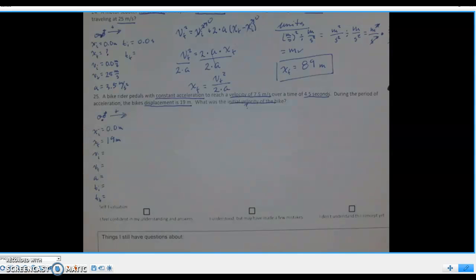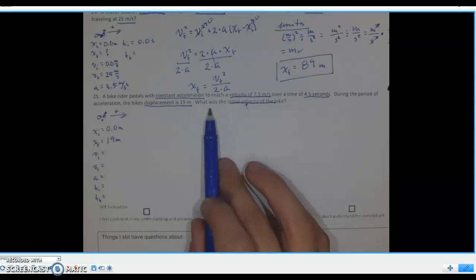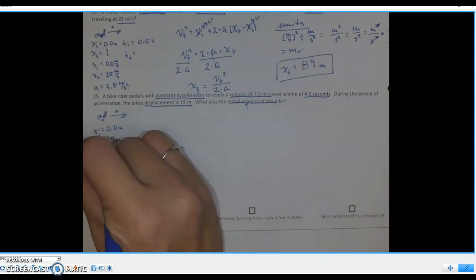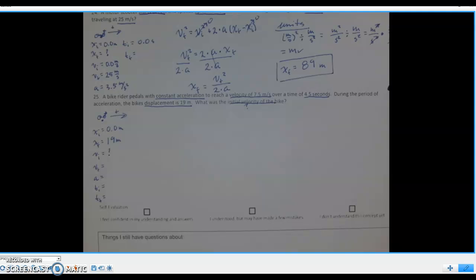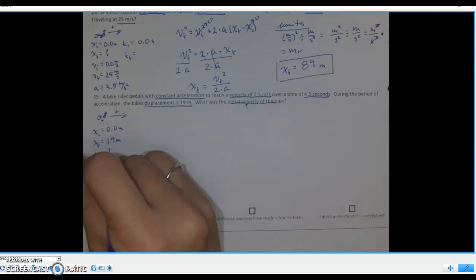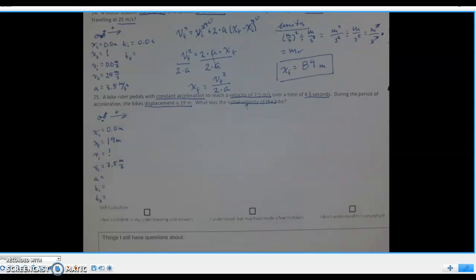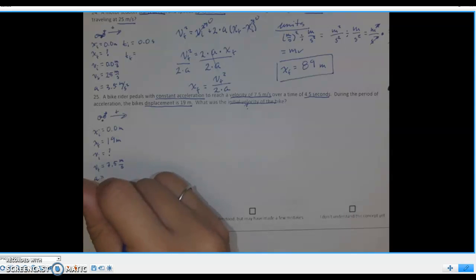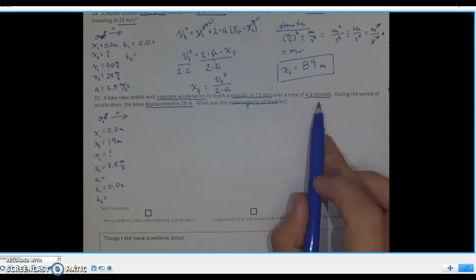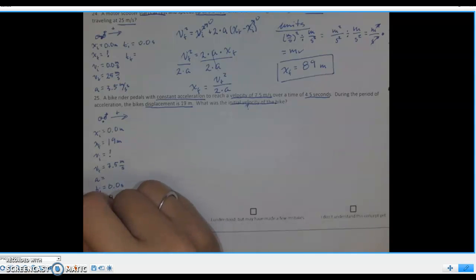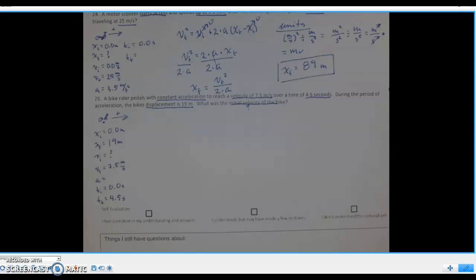Velocity initial. That's what we're looking for. What is the initial velocity of the bike? Velocity final is 7.5 meters per second. We know this is a constant acceleration, but we don't know what that acceleration is. Time initial would be 0 seconds, and time final would be 4.5 seconds.